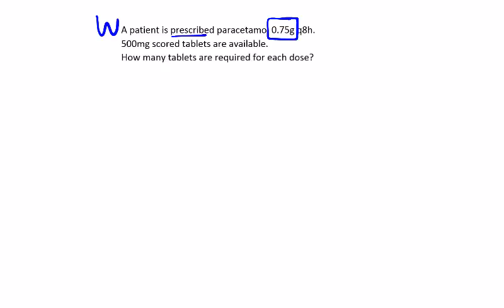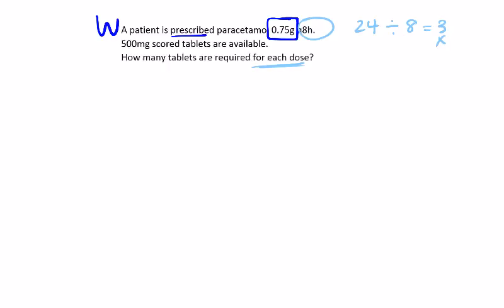Every 8 hours. Every 8 hours means how many hours in a day? 24 hours. How many lots of 8 hours in a day? 24 divided by 8, 3. So this would be 3 times a day. So that means we just have to give that quantity 3 times a day. But the question I see here on the bottom, for each dose. So we don't need to worry about that. We just need to know one dose, how much that will be.